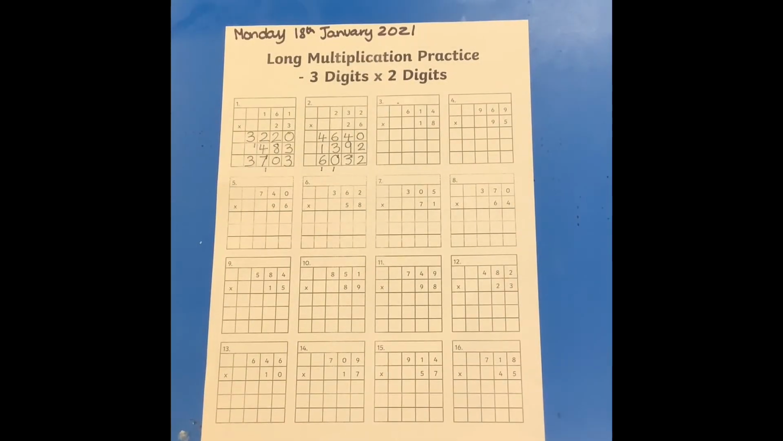So here's the sheet for you to complete. There are 16 questions. I've done the first 2 for you. So you can pause the video now on these questions. Write these questions up in your maths book. Make sure you use 1 number per square.